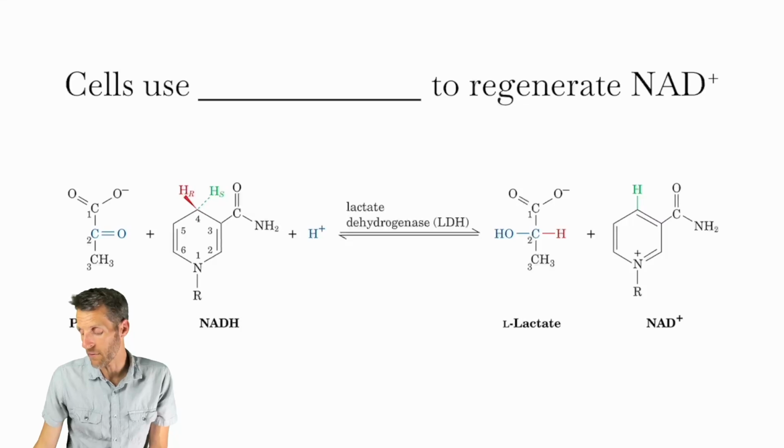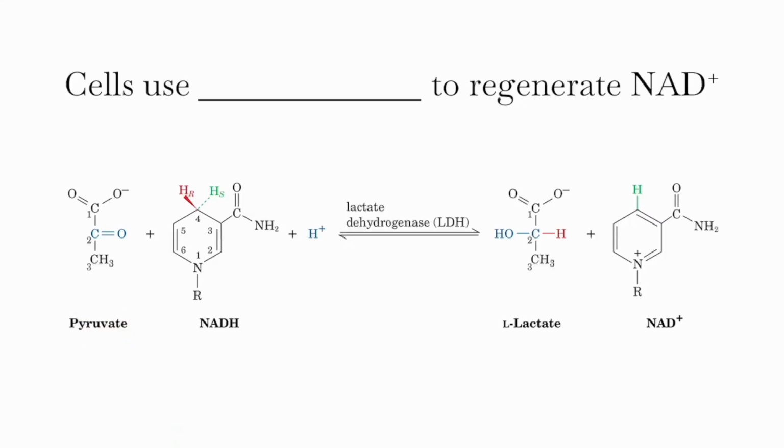So how do we get around that? Well, it turns out there's a couple of strategies cells use, but one of the major ones is fermentation. And what happens in fermentation is we take pyruvate, one of the products of glycolysis, and NADH, another one of the products of glycolysis, and we do a reaction with them to generate this new molecule, lactate, and NAD+. So we're recycling our NADH to NAD+. Cool, that's exactly what we need to do.